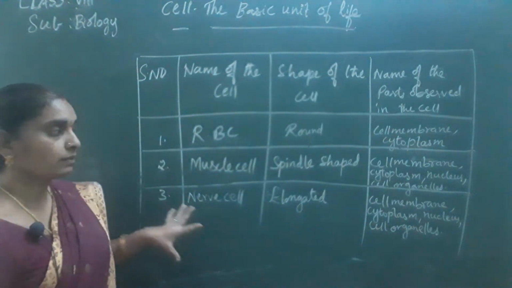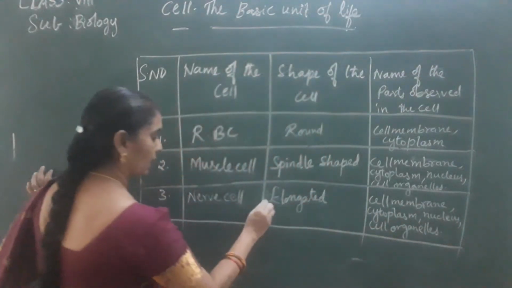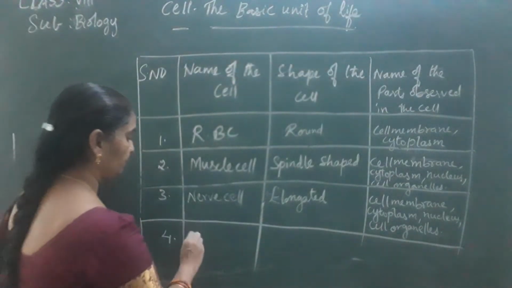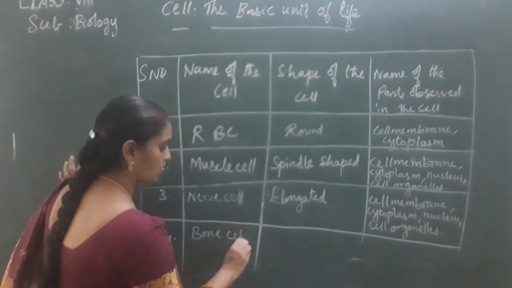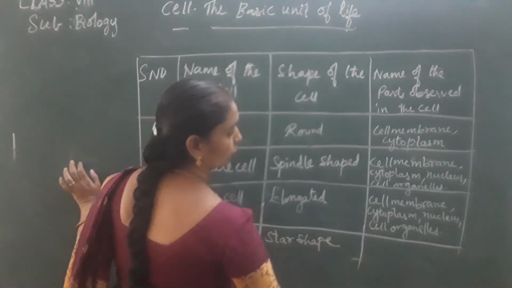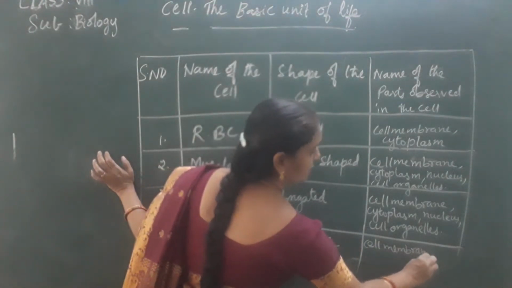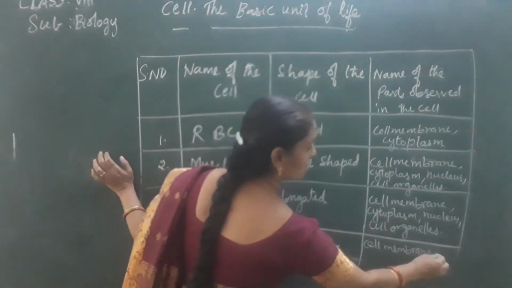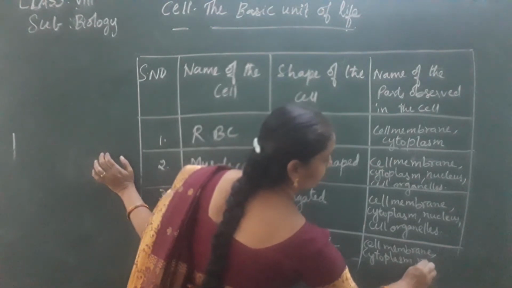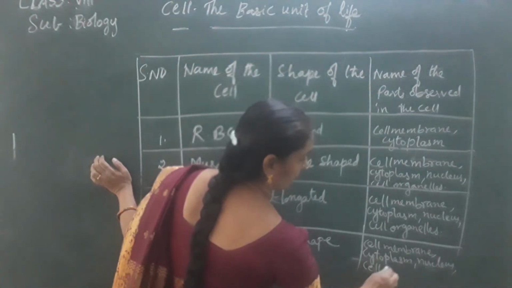So this is about the nerve cell that you have studied in the previous class, so that you have understood so far. Next, the fourth one that is given is the bone cell. What is the shape of the bone cell? It is star shaped. And what are the parts present in it? Same as the muscle cell: the cell membrane, cytoplasm, nucleus, and it also contains the cell organelles inside.